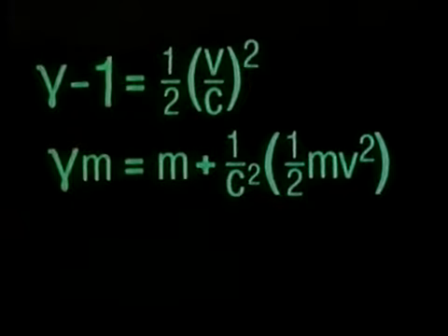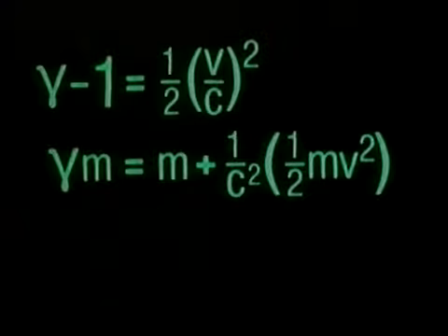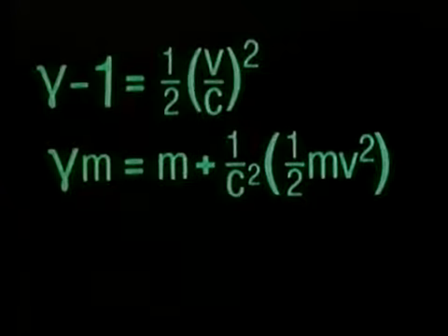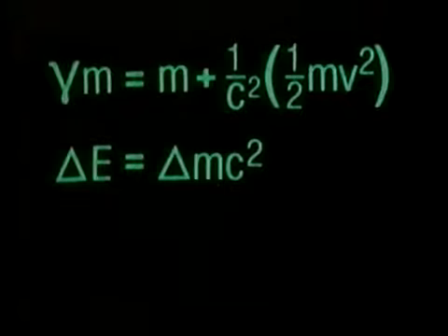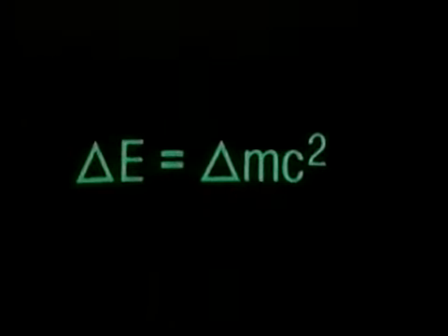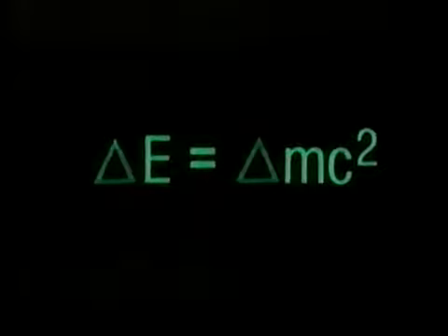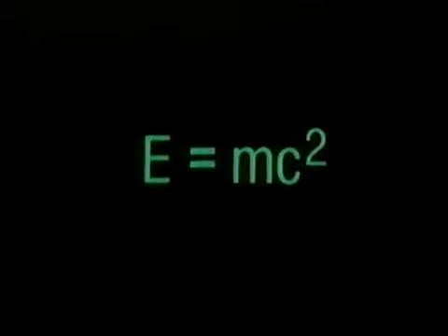The combination of a half mv squared is the Newtonian expression for the kinetic energy, the energy of motion. And we see that an increase in energy of a half mv squared produces an increase in mass equal to 1 over c squared times that increase in energy. Or delta E is delta m c squared. Here is the relation usually presented as E equals mc squared that has become the hallmark of Einstein's theory of relativity.